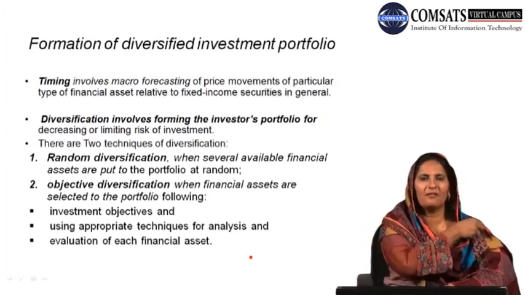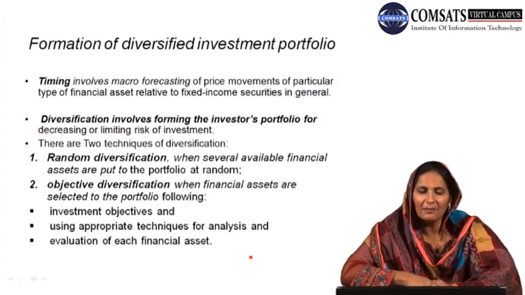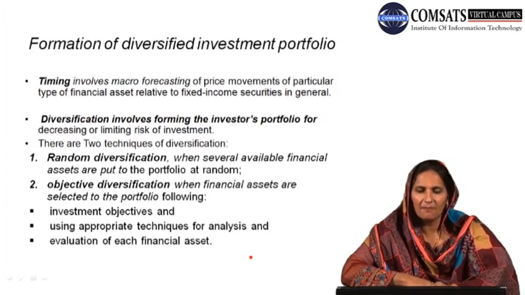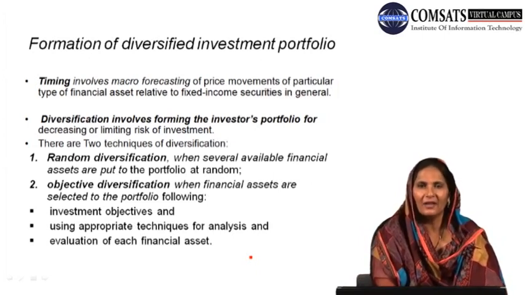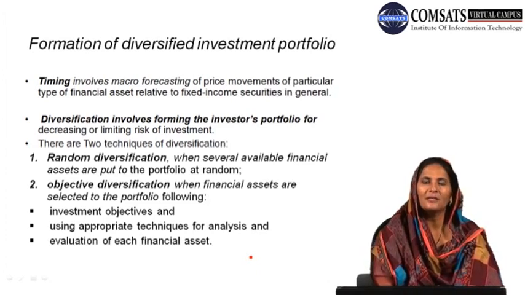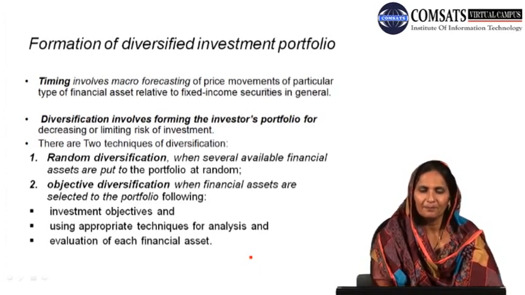There are two techniques for diversification. What is diversification? We have random diversification on one hand, and objective diversification on the other hand. What is random diversification? When several available financial assets are put into the portfolio at random. So we can say when we randomly select the portfolio holdings, or randomly select the instruments or items included in our portfolio holdings, it is known as random diversification.